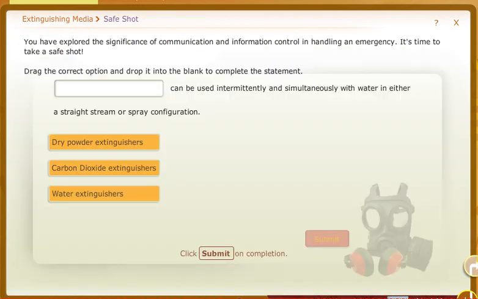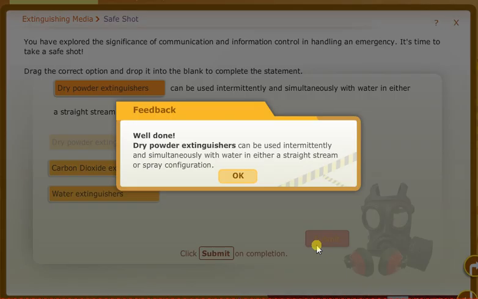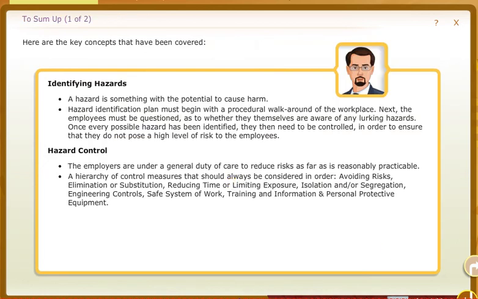You have explored the significance of communication and information control in handling an emergency. It's time to take a safe shot. Drag the correct option and drop it into the blank to complete the statement. Well done. Dry powder.